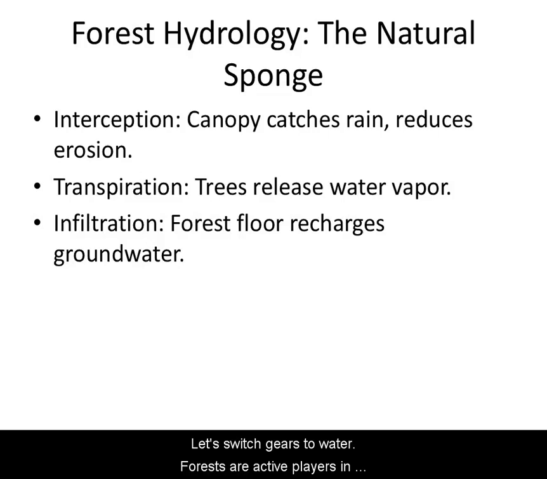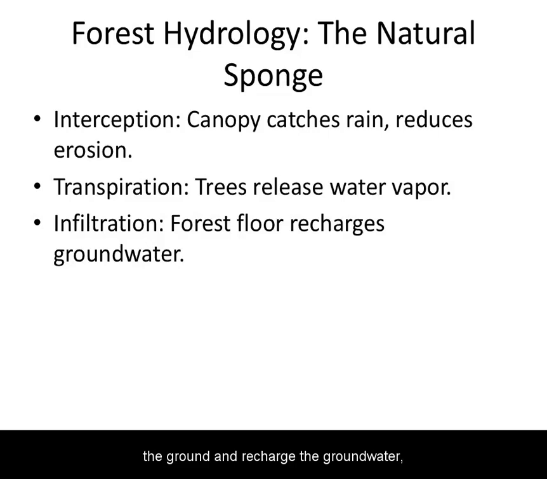Let's switch gears to water. Forests are active players in the water cycle. The canopy performs interception, catching rainfall and reducing the erosive force of storms. Trees act like giant pumps through transpiration, drawing water from the ground and releasing it as vapor into the atmosphere. And most importantly, the forest floor promotes infiltration, allowing water to soak into the ground and recharge the groundwater, acting like a giant natural sponge.